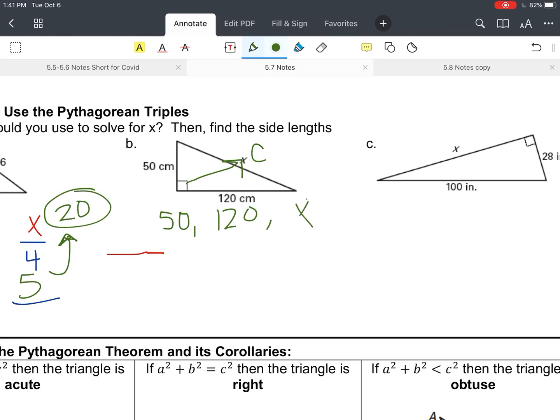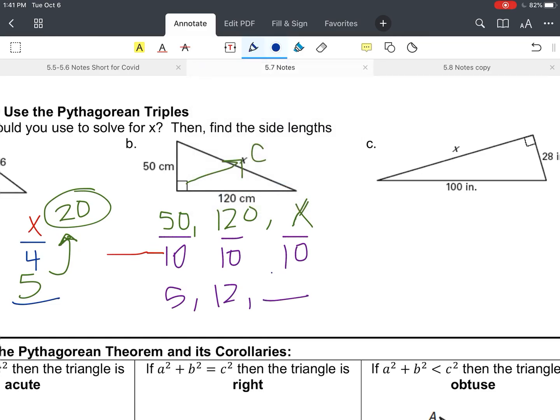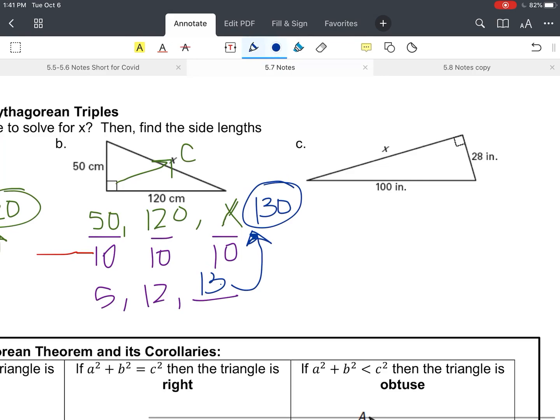Writing my numbers from least to greatest, it's going to be 50, 120, and then x. Again, 50 and 120 are not on my table, but I do see a number pretty similar if I divide both by 10. Dividing them by 10, I'm going to get 5, 12, and then in my table, it says the third number will be 13. I had to divide by 10 to get my triple, so I have to multiply by 10 again to get my answer, and that will be 130.